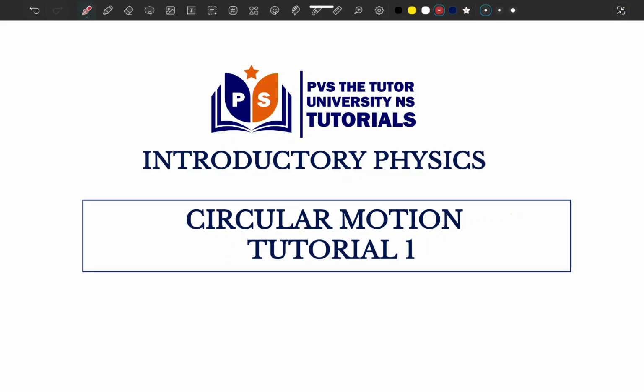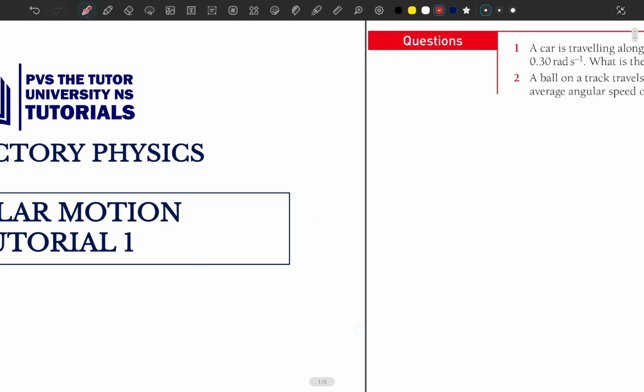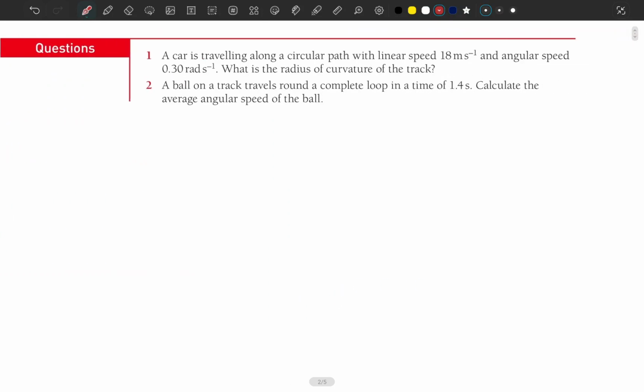Welcome to this video. We have a question here under circular motion which says as follows. A car is traveling along a circular path with linear speed 18 meters per second and angular speed 0.3 radians per second. What is the radius of curvature of the track?